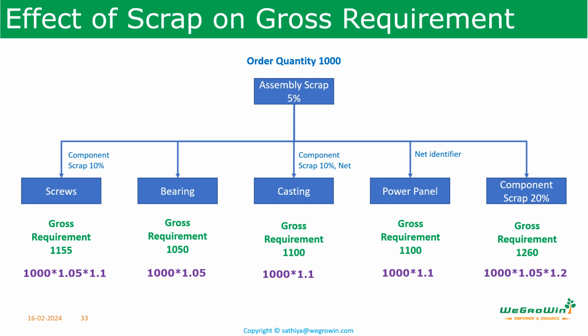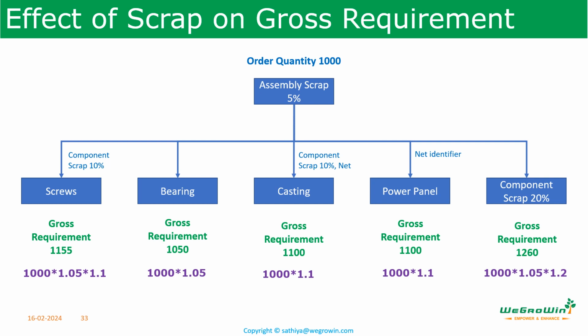What is the example? For example, there is an order quantity of 1000. If I define assembly scrap as 5% and component scrap as 10%, then the gross requirement will become 1155. We add the 5% of 1000 and then add the 10% above this, and that gives 1155. Similarly, if I have assembly scrap 5% but no component scrap, the gross will become 1050. And then I have casting, where I have 5% as scrap and component scrap 10% as net, which means the casting requirement comes as a gross requirement of 1100, right?